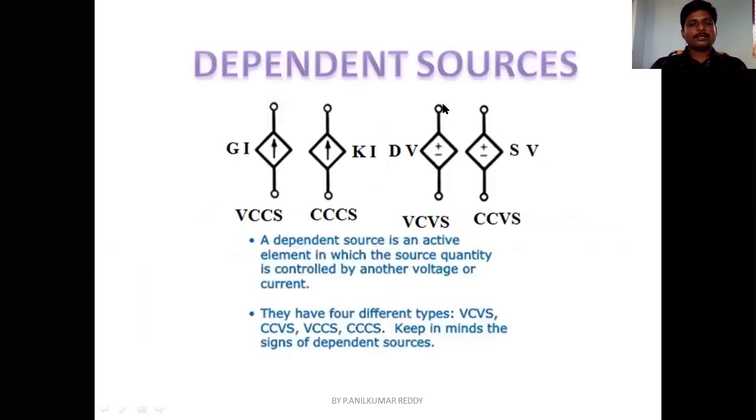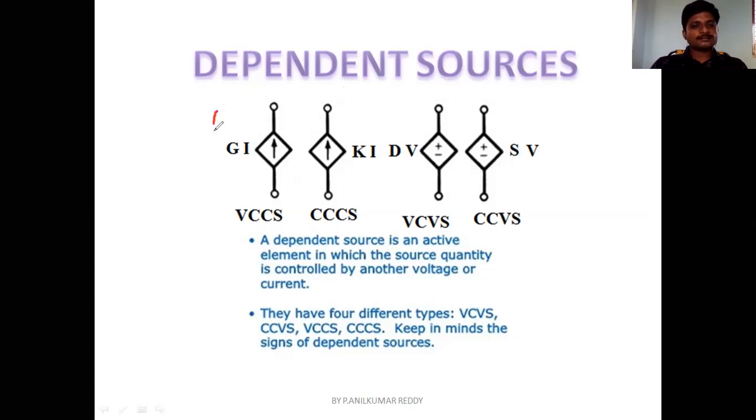Now, we will be looking into another kind of sources, that is dependent sources. Ideal voltage source, ideal current source, practical voltage source and practical current source are also called independent sources because their output value will not be dependent on any other value. But dependent sources are a bit different, as you can see on the screen.